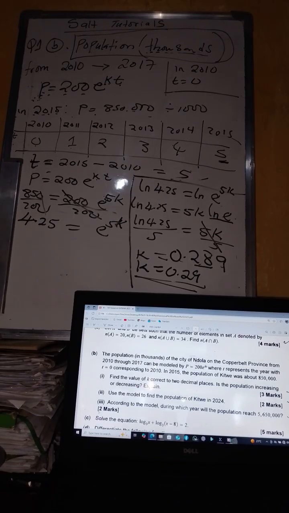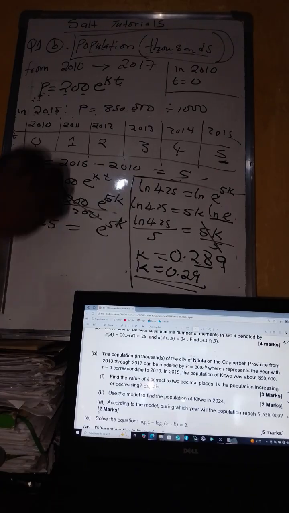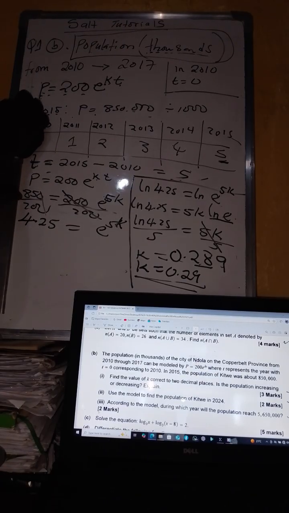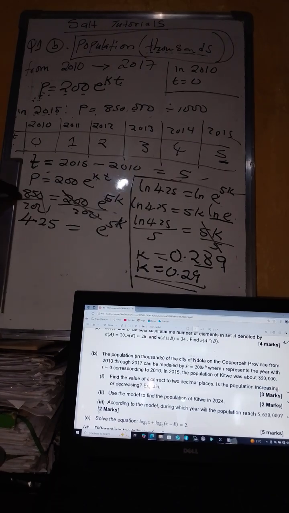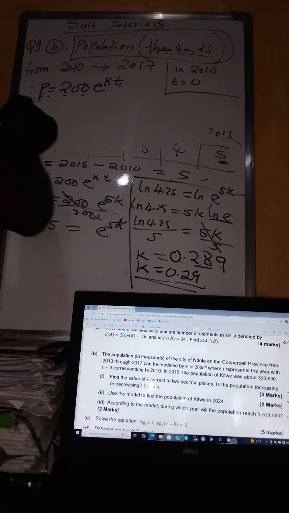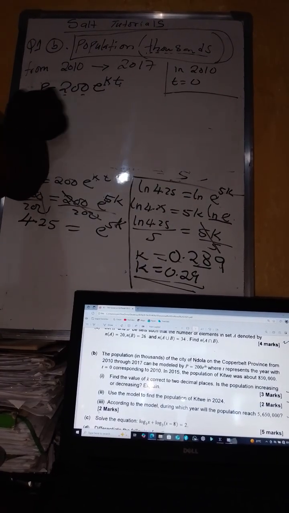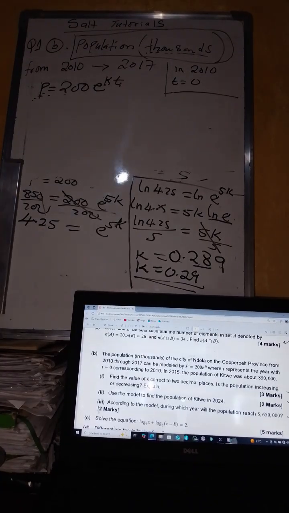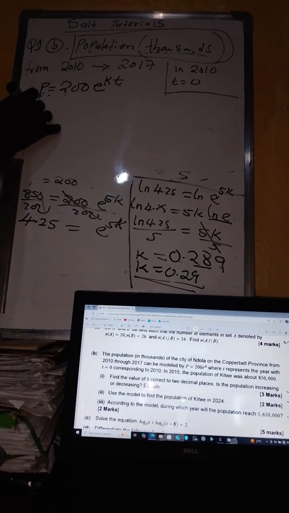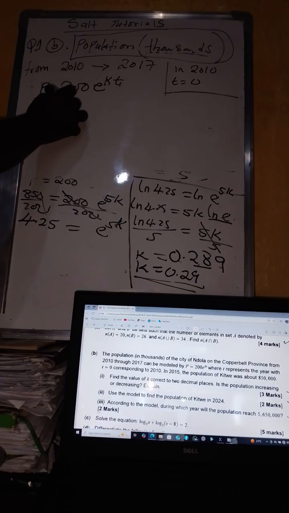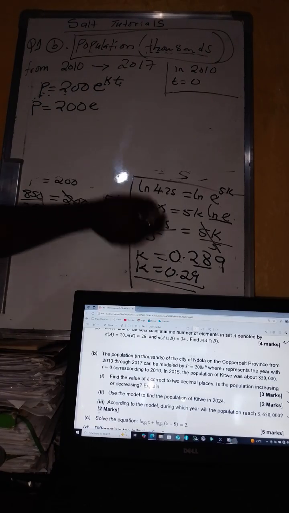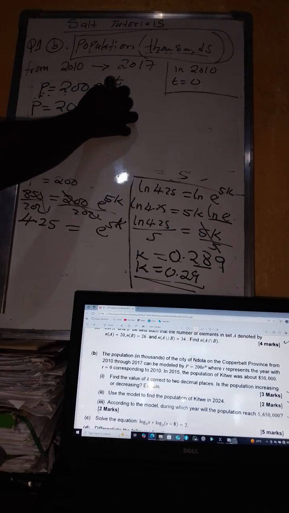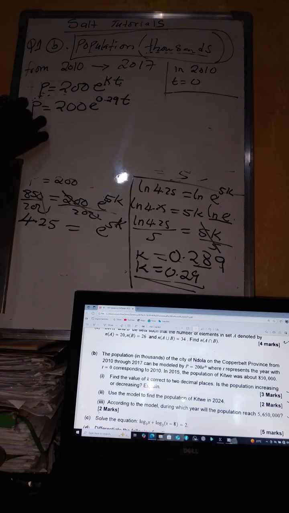So let's look at Roman numeral 2. The question says, use the model to find the population in Kitwe in 2014. So let me delete this part. Since we found the value of K, our model is now complete. It's going to be equal to 200 e to the power 0.29 multiplied by t. This will be our complete model now.